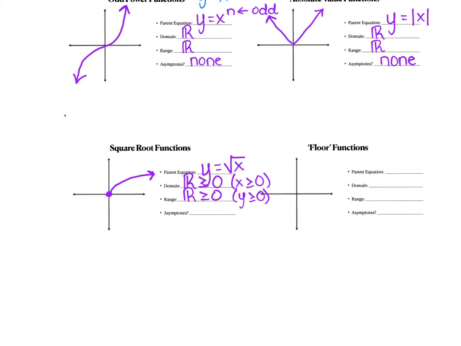But even though this graph does have some restrictions, so it doesn't go over here at all, it doesn't go down here at all, it only lives in this first quadrant, this isn't an asymptote. This isn't a place where the numbers get super, super close to a number and don't actually touch it. So this still has no asymptotes or discontinuities.